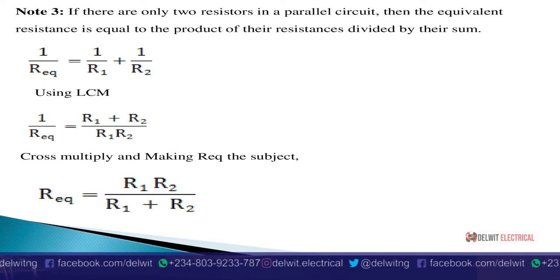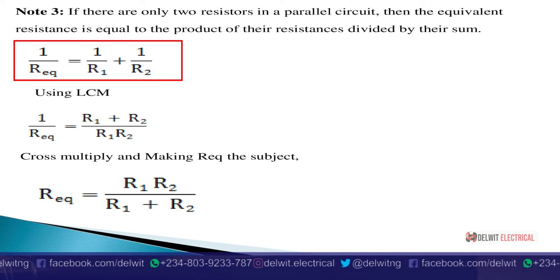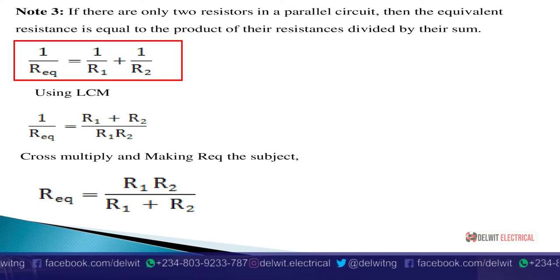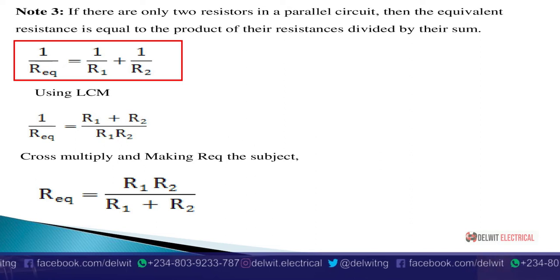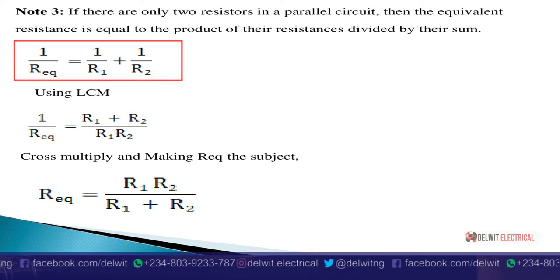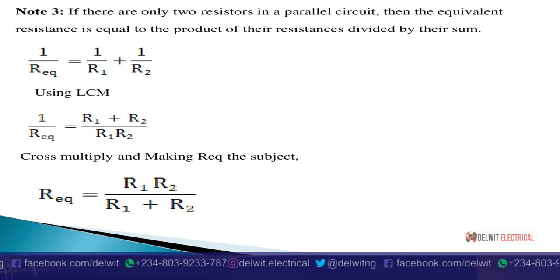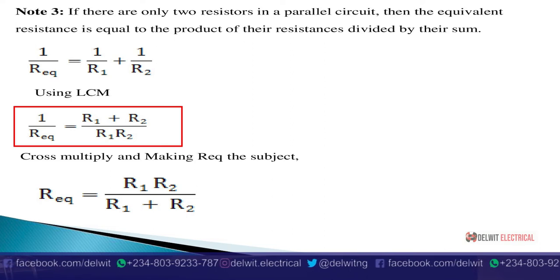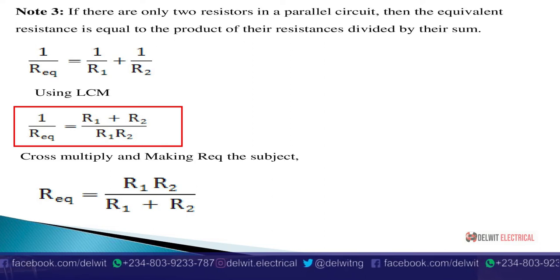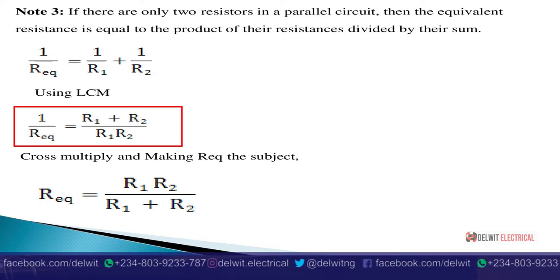So let's look at how it works. Now, 1 over R equivalent is equal to 1 over R1 plus 1 over R2. That means we have only 2 resistors in the circuit. So finding the effective LCM, we now have R1 plus R2. You have R1 plus R2. So invariably, this is what we get when we have the LCM.